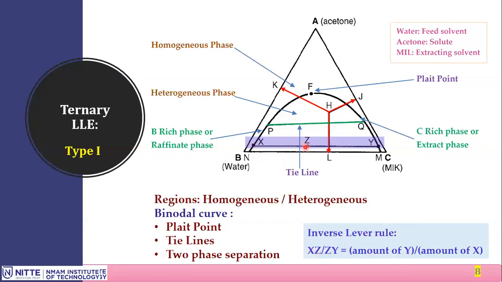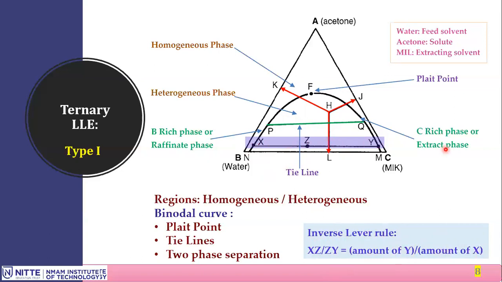XZ distance, I mean the distance between these, divided by ZY. You can take a ruler and find out how many centimeters XZ is, and how many centimeters ZY is. You can measure this distance, take a ratio of that. It gives you a ratio, a number. That will be equal to the amount of Y divided by the amount of X.